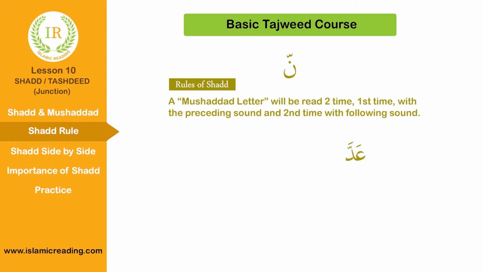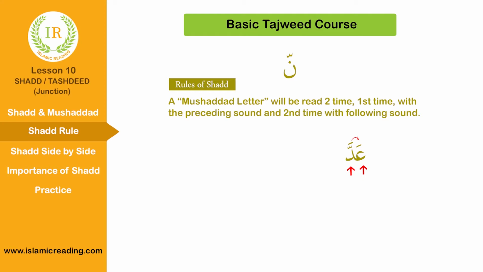This is a word which has two letters. The first letter is Ain, which has a Fatha, and the second letter is Dal, which is Mushaddad, and at the same time it has a Fatha too. The first sound is Ain Fatha, A. Now the Mushaddad letter will be read two times. First time with the preceding sound, and here the preceding sound is A.